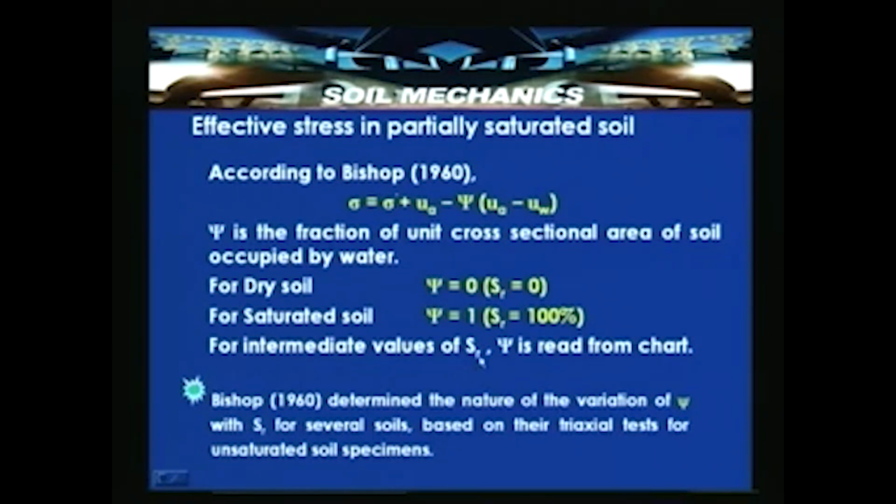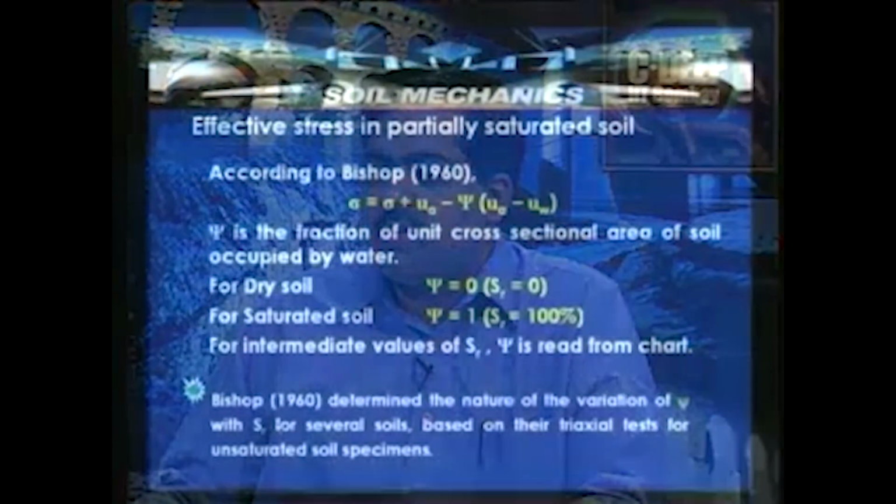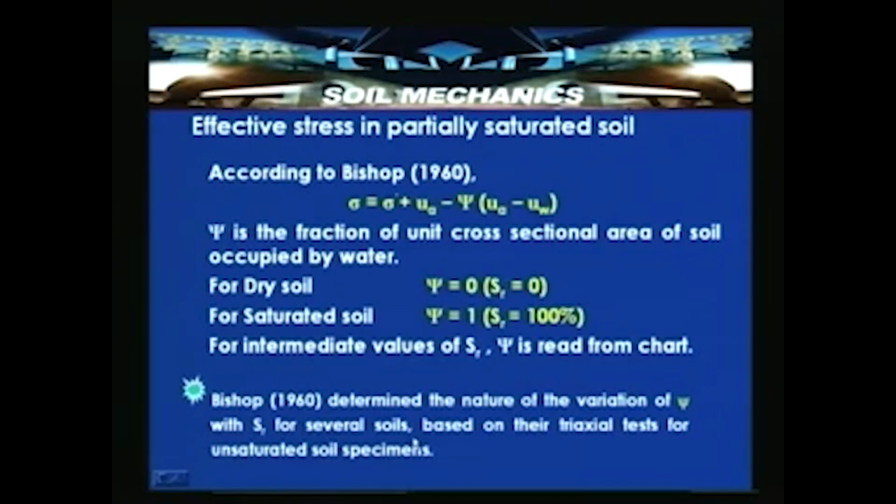For intermediate values of Sr, psi can be read from the chart based on the triaxial tests on unsaturated soil samples. Bishop 1960 has proposed variation of psi with degree of saturation. So, this can be determined by the nature of the variation of psi with Sr for several soils based on their triaxial tests on unsaturated soil specimens.